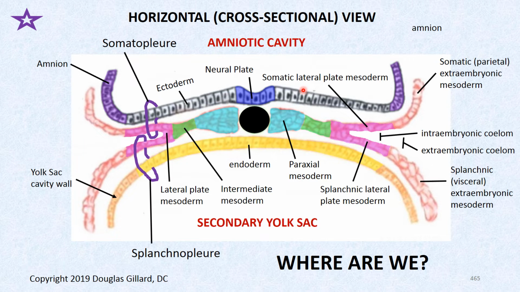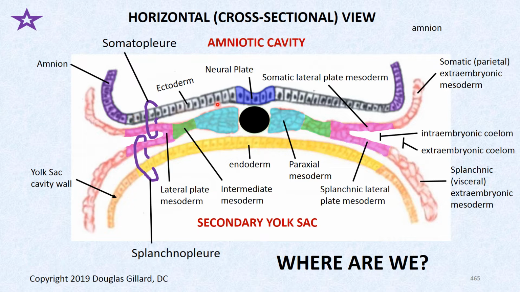Okay, here is that kind of cross-sectional view, or horizontal view. Remember the hat analogy: horizontal, axial, transverse? They're all the same. A lot of embryology authors call this the horizontal view, but it's a cross-sectional view. Now we can see stuff really well.